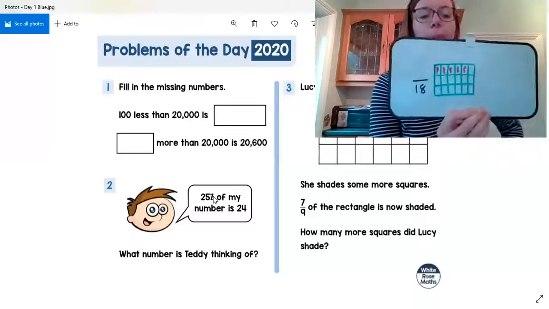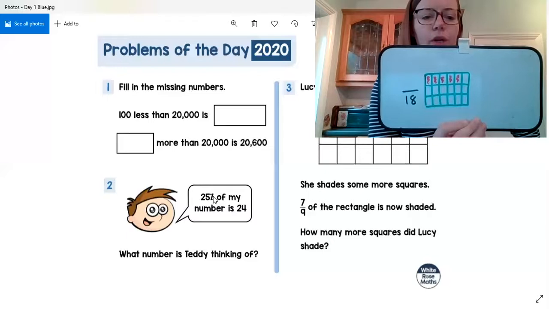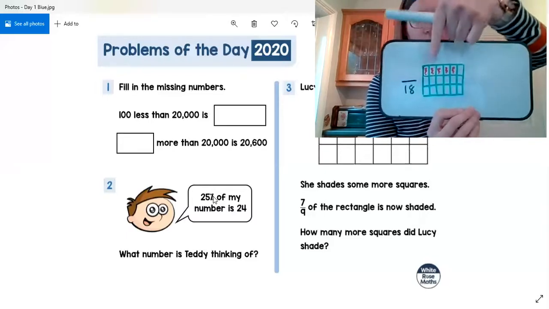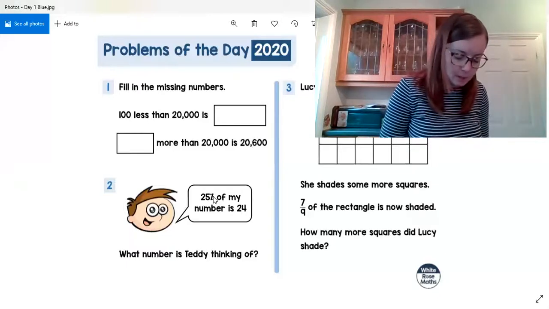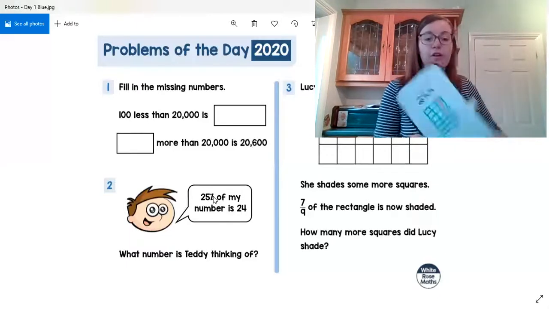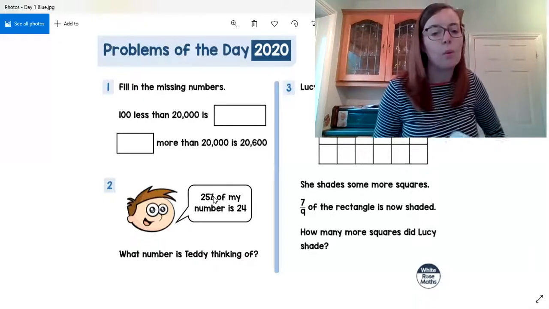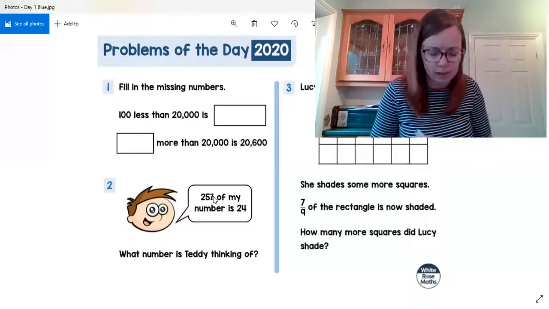Now, remember our numerator, the top of our fraction, is how many we want. So how many red ones has she coloured in? Let's have a look. 1, 2, 3, 4, 5. So at the moment, we have 5/18 shaded in. Great. We want 7/9. I'm going to write that out over on the other side of the rectangle.